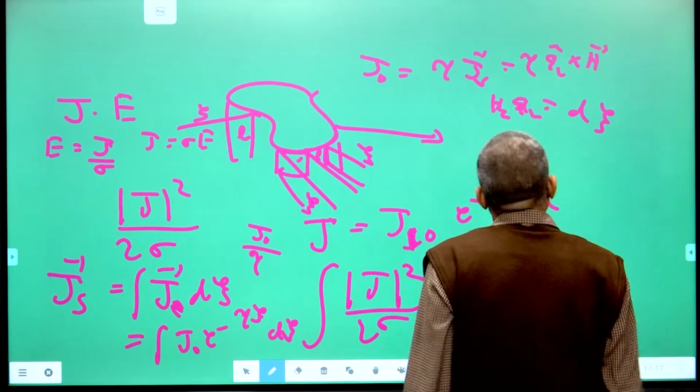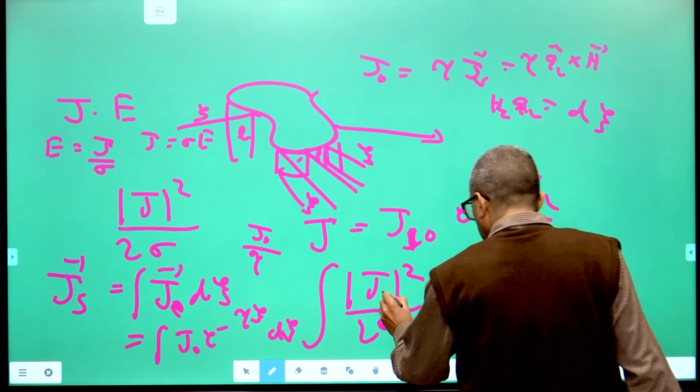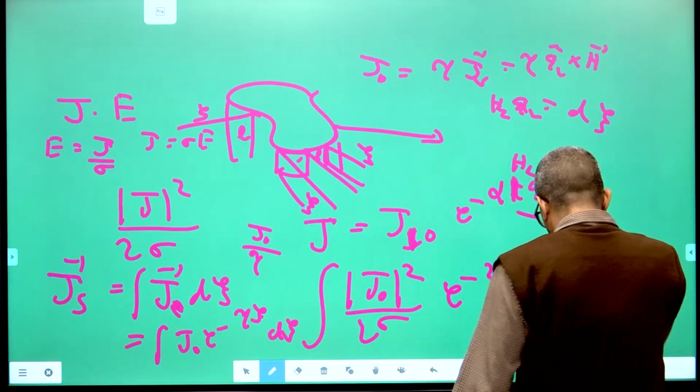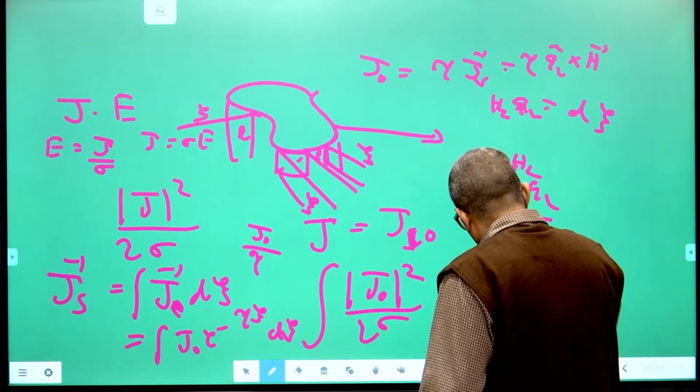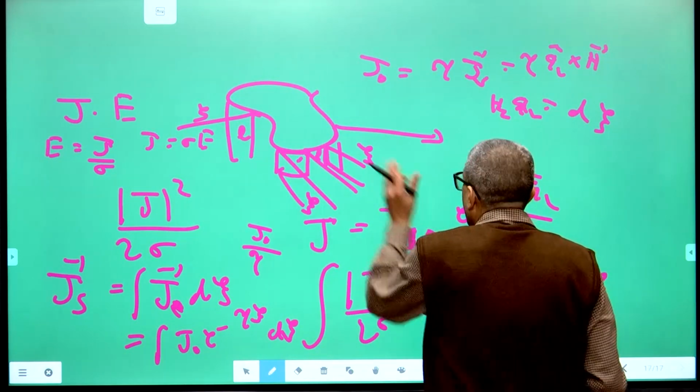This of course is at the surface. So J0 is the volume current density, and current density is of course per unit area at the surface.